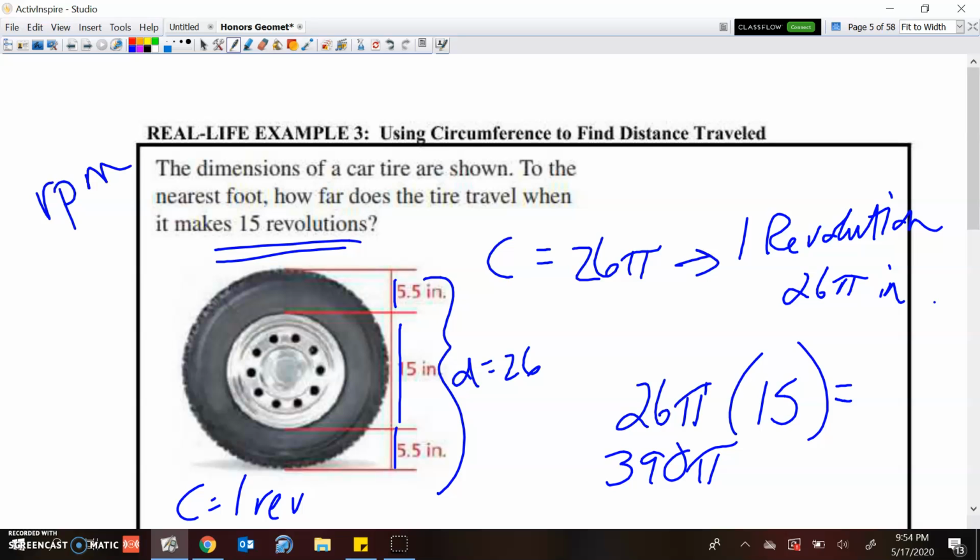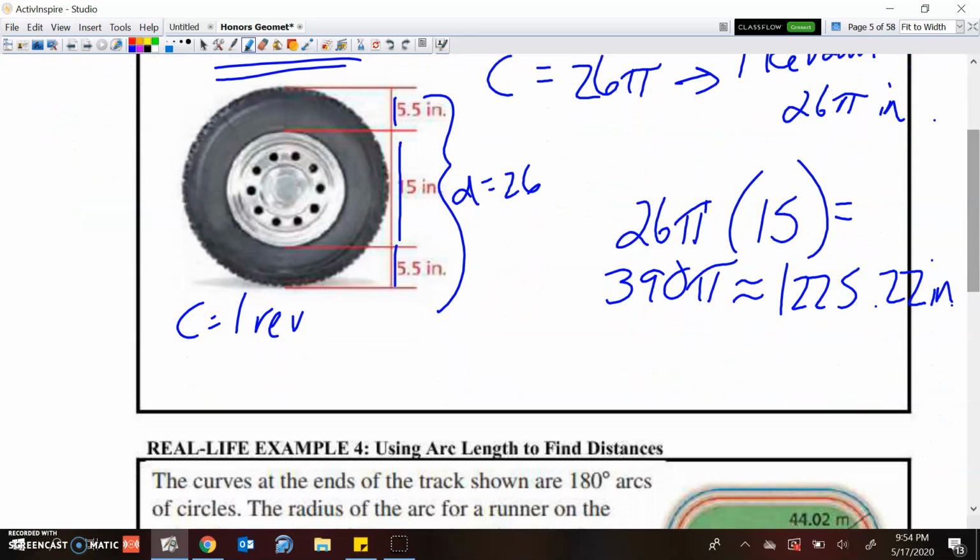So instead I'm going to multiply that by pi, and I find that it is about 1,225.22. Okay, and that is in inches. Now the question is asking specifically to the nearest foot. So we want to know when it goes 15 revolutions, how many feet is that? Since there's 12 inches in a foot, I can think of that.